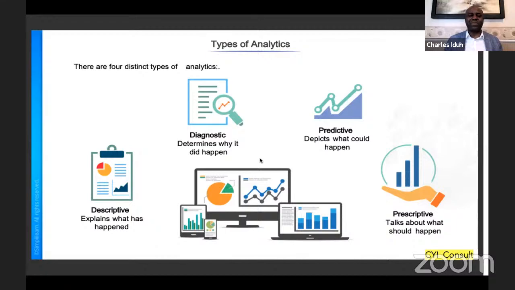Then we also have predictive analytics. Okay, predictive analytics depicts what could happen. That's when we talk about future trends, when we talk about predicting the future, forecasting, right? And the tools we have these days do not require you writing any code to do that. They do not require you to do any complicated thing. It's just a click of a button.